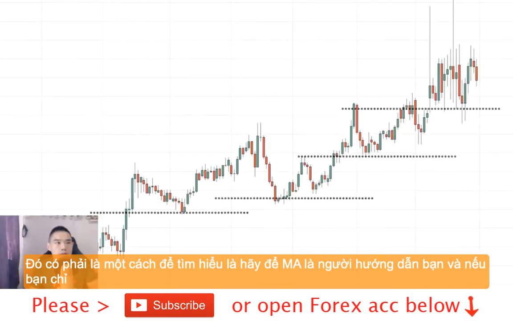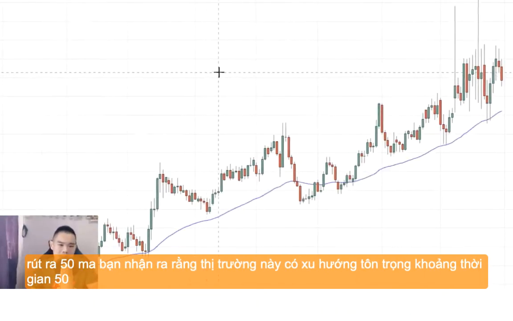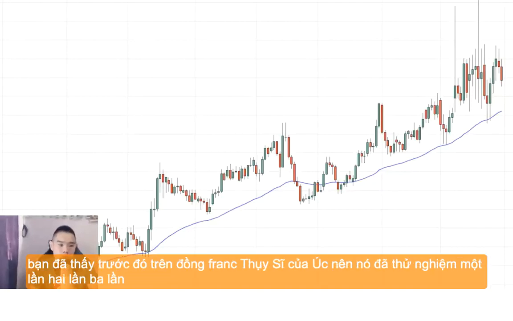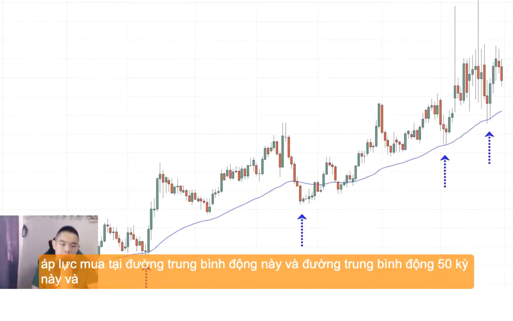One way to find out is let the MA be your guide, and if you just pull out the 50 MA, you realize that this market tends to respect the 50 period moving average. Okay, the depth of the pullback is steeper than what you've seen earlier on Aussie Swiss franc. So it tested once, twice, thrice, 4 times. So if you ask me, there's a good chance this market could find buying pressure at this 50 period moving average.